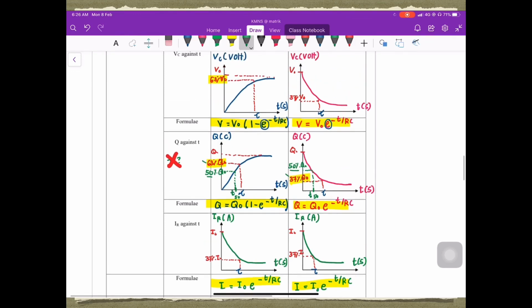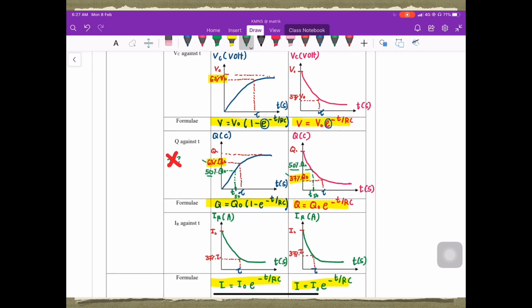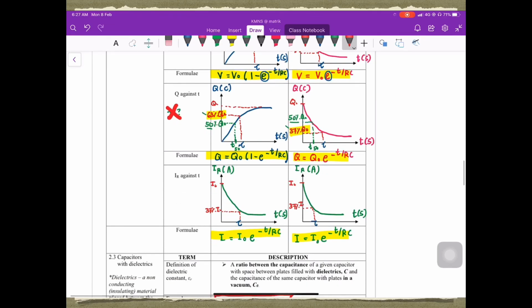Last part, I want to show you the equation for each process. For the voltage, actually we just use this equation only. This is the equation for charging, and this is the equation for discharging.